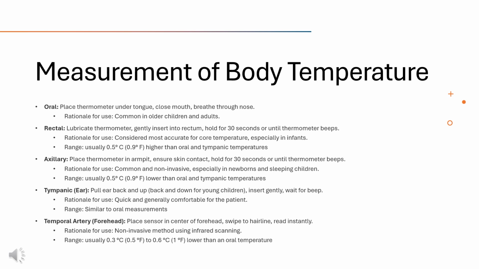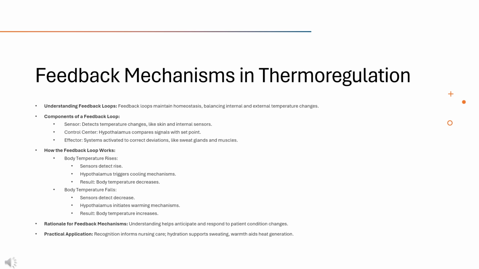patients accurately. Now let's look at the feedback mechanisms in our bodies, focusing specifically on how they maintain a stable internal temperature. Understanding these mechanisms is key because they play a crucial role in thermoregulation, ensuring that our bodies can adapt to changes inside us and respond appropriately to the external environment. Let's break down how these feedback loops work to keep everything in balance, often referred to as homeostasis.